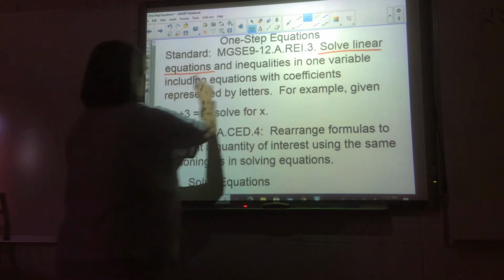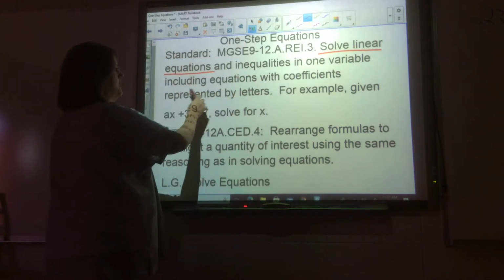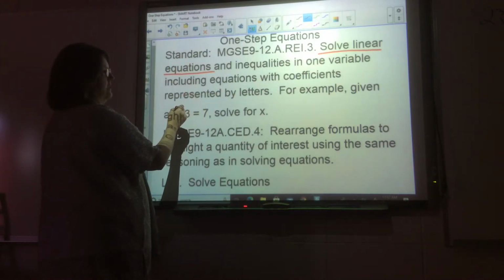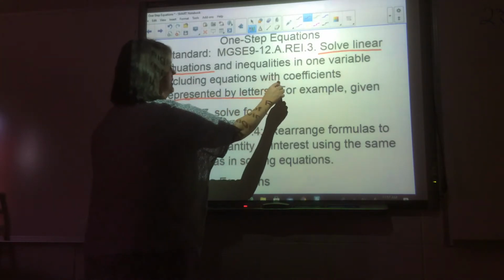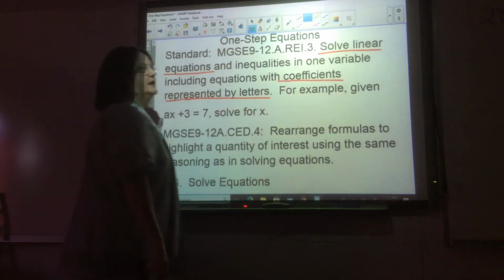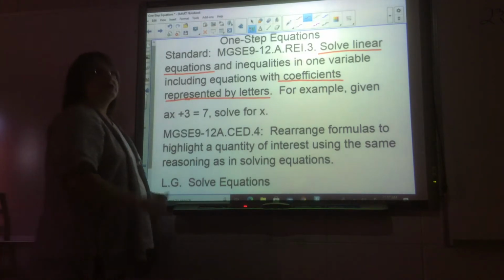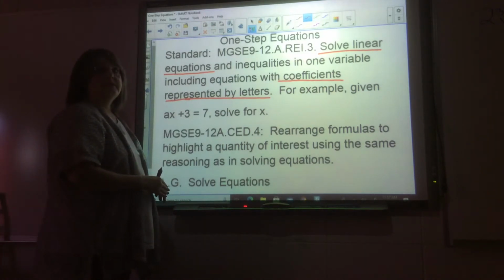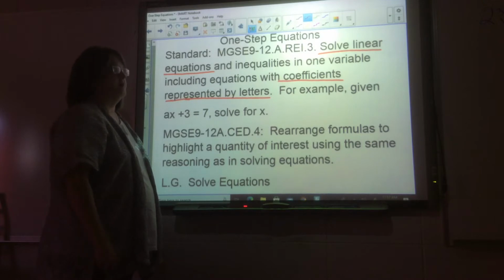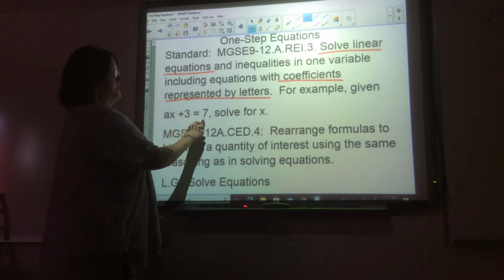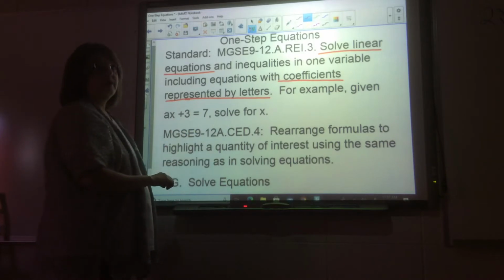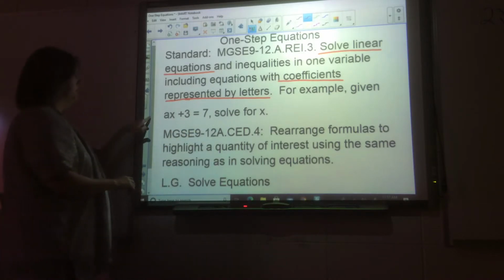In one variable, including equations with coefficients represented by letters. Now, we'll get to this too. Coefficients represented by letters, meaning that you don't have very many numbers in your equation, and you'll just be dealing with equations that have variables in them. All right, like this one. Ax plus 3 equals 7, solve for x. You have some like that that are coming.